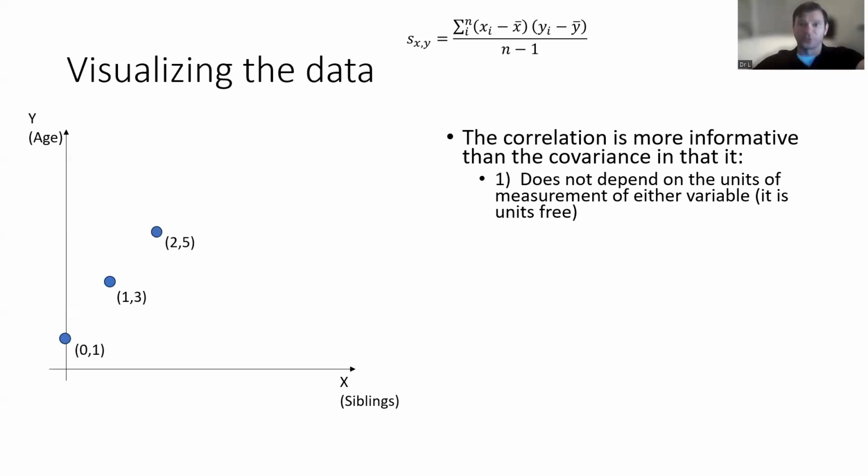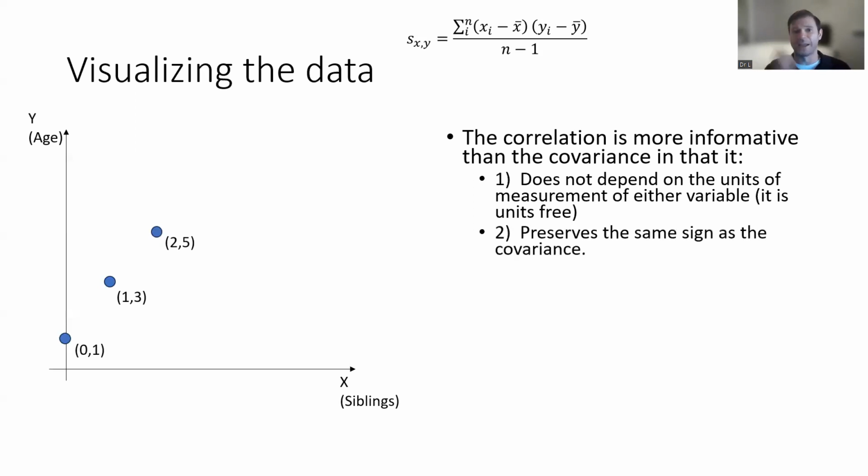It also preserves the same sign as the covariance, meaning that if there's a positive relationship, both of those metrics should agree. They should both be positive. If it's a negative relationship, they should both be negative. And in the case of no relationship, they should both be not significantly different from zero.